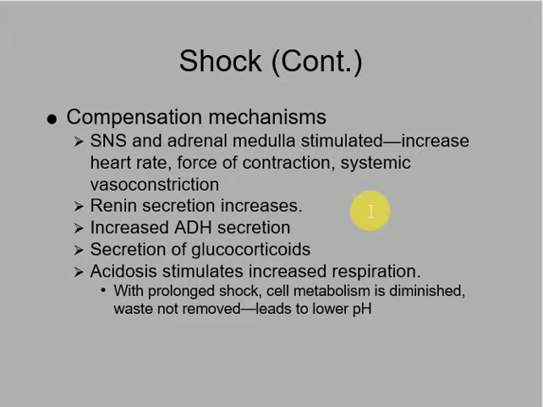Renin will also be secreted, and I discussed that in detail before. Renin activates angiotensinogen to angiotensin 1, which will be activated with ACE, angiotensin converting enzyme, into angiotensin 2, and angiotensin 2 will lead to secretion of ADH, which increases the blood volume by increasing water reabsorption. Also, aldosterone will increase sodium reabsorption, followed by chloride, followed by water, increasing the blood volume, restoring or increasing the blood pressure back to normal.